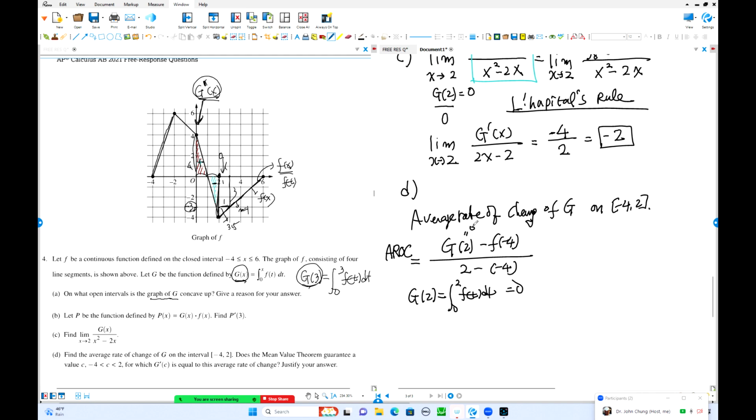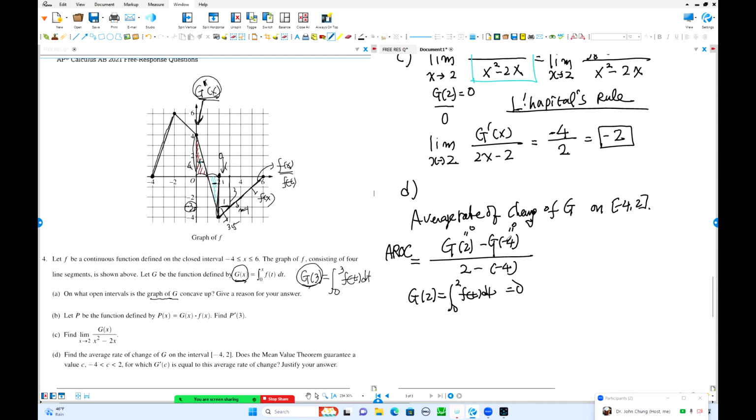Now f of negative 4. This is the graph of f of x. Negative 4, where is it? Still 0, right? Oops, let's see. F prime of negative 4. No, f of negative 4, right? Oh, how did we get this? I'm sorry, g of negative 4. So we need g of 2 minus g of negative 4.